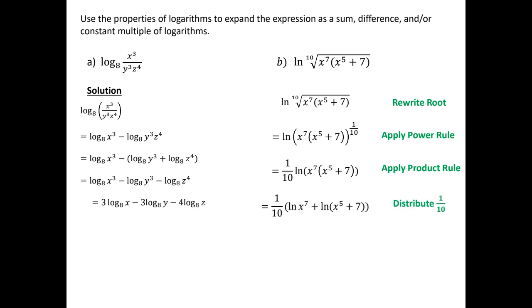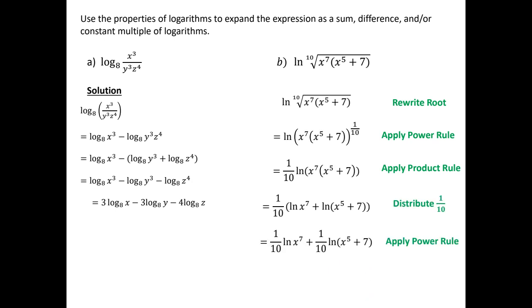I need to distribute that 1/10 into each of those natural logs. So I end up with 1/10 natural log of x to the 7th plus 1/10 natural log of x to the 5th plus 7. And then I can go ahead and apply the power rule. So this 7 I can take to the front. So I end up with 7/10 natural log of x plus 1/10 natural log of x to the 5th plus 7. So you might be asking yourself, why didn't I take this 5 to the front? And the reason is because it's joined together with this plus 7. So we can't separate these from each other.